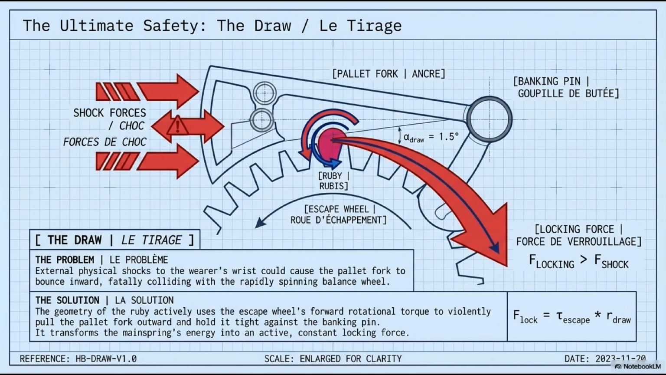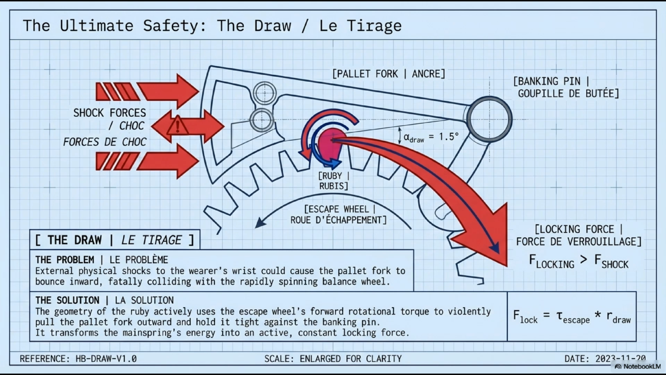We introduced the draw mechanism in part 1. Now let's analyze it with full engineering rigor, because understanding the draw at this level is essential for both examination preparation and practical adjustment work. The problem: external physical shocks to the wearer's wrist could cause the pallet fork to bounce inward, rotating away from its banking pin, and fatally collide with the balance wheel. Without a mechanism to prevent this, any sharp knock would potentially stop the watch or cause a reversal.